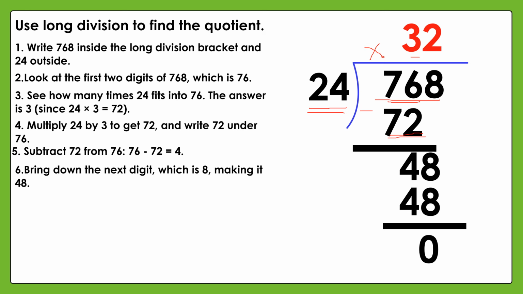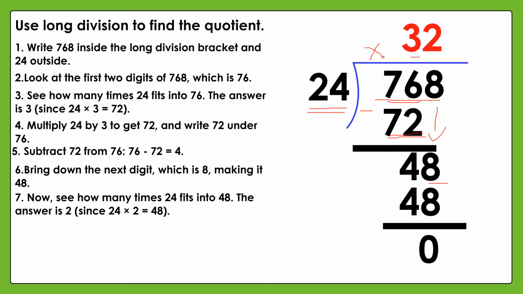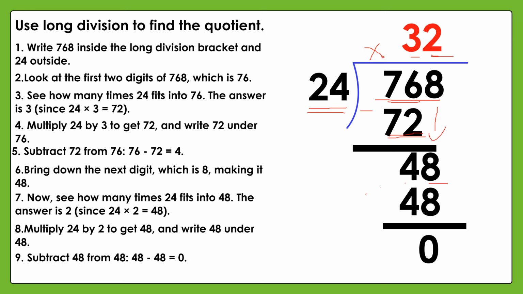Sixth, bring down the next digit, which is 8, making it 48. Seventh, now see how many times 24 fits into 48. So the answer is 2. And then 24 times 2 is equal to 48. And then subtract: 48 minus 48. The answer is 0. Therefore, 768 divided by 24 is equal to 32.